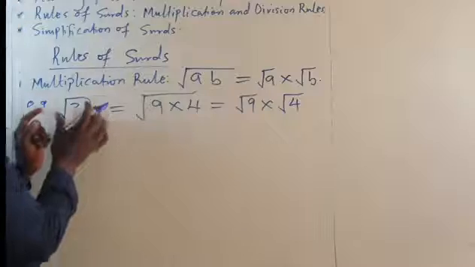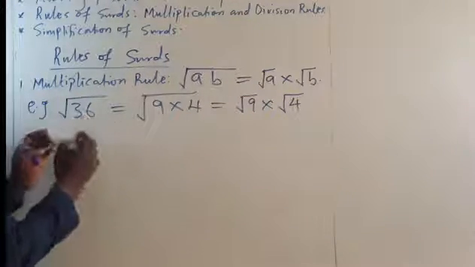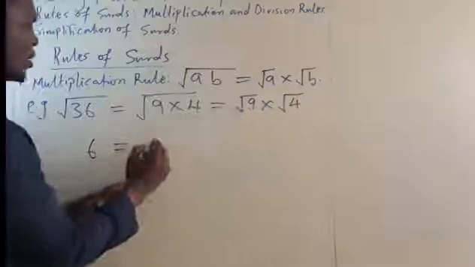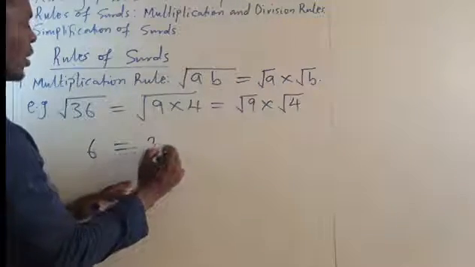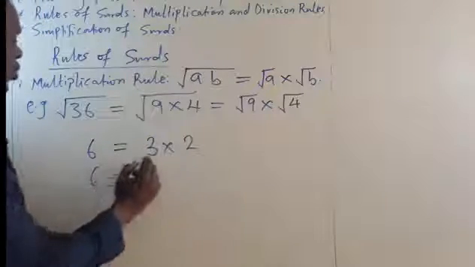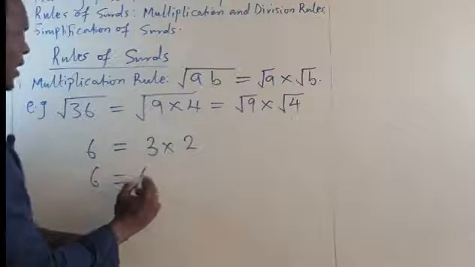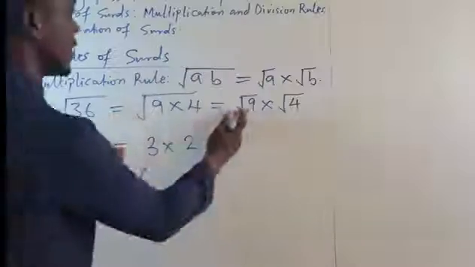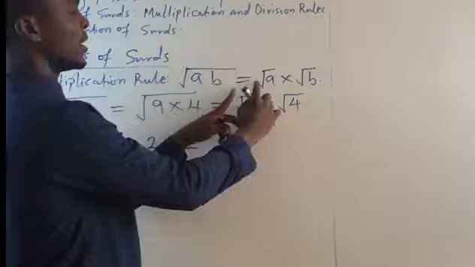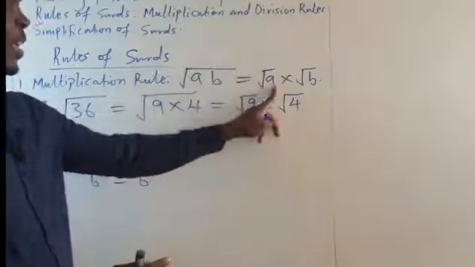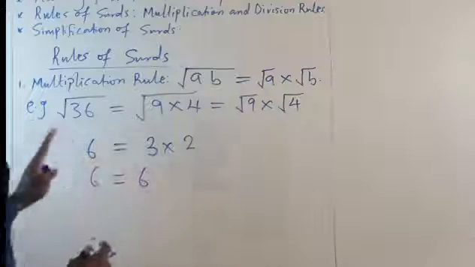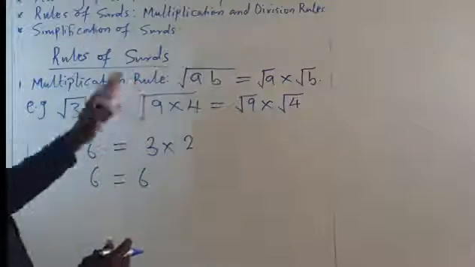So the square root of 36, we all know that is 6, which is the same thing as the square root of 9, which is 3, multiplied by the square root of 4, which is 2. So 6 is equal to 3 multiplied by 2, that is 6. It means the left hand side is equal to the right hand side. Therefore, the square root of ab is the same thing as the square root of a multiplied by the square root of b. So this is the multiplication rule of surds.